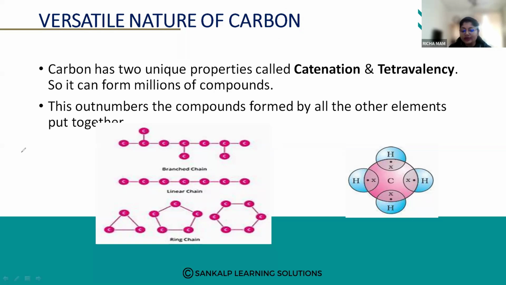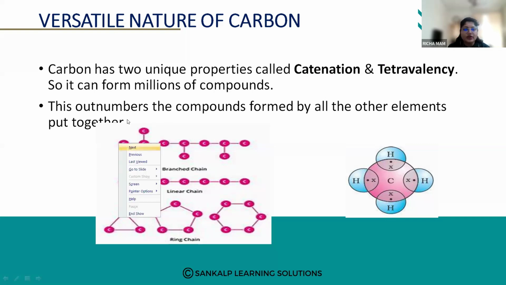Carbon has two important properties. One is catenation, another is tetravalency. Why does carbon have versatile nature? Because of these two unique properties. First one is catenation, second is tetravalency. So let us see what is catenation and what is tetravalency.